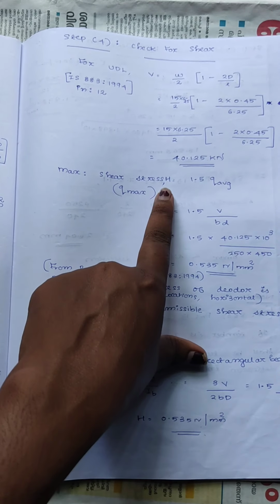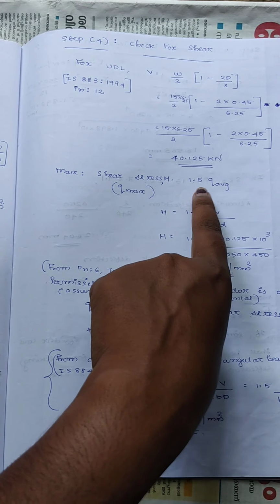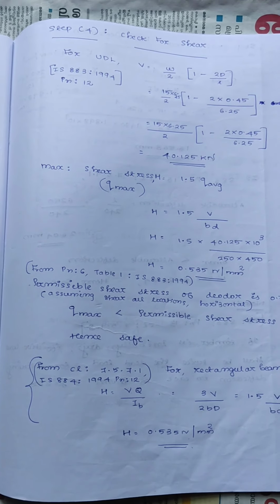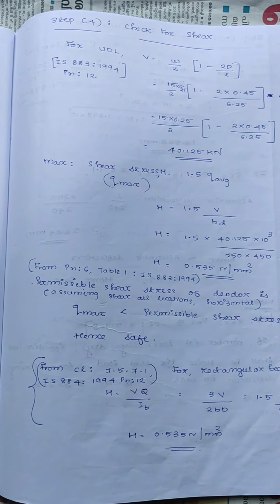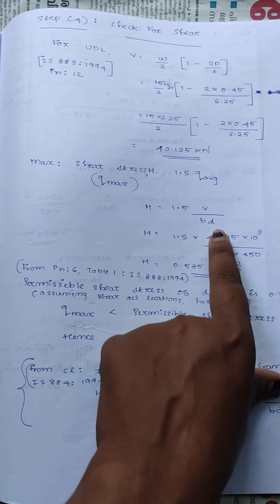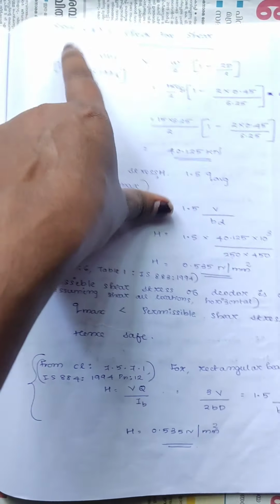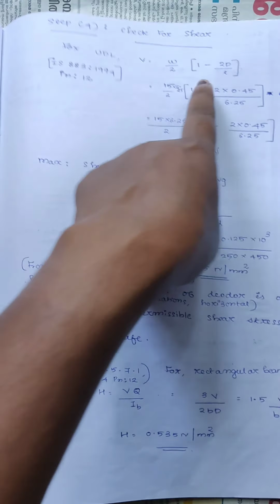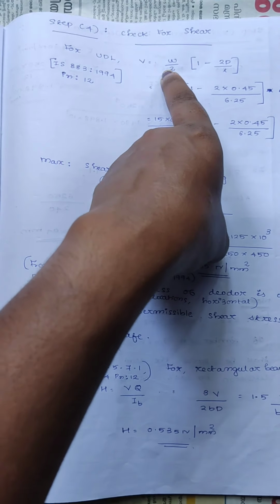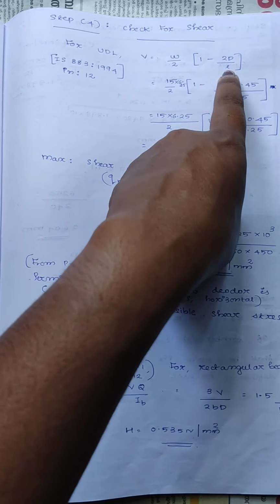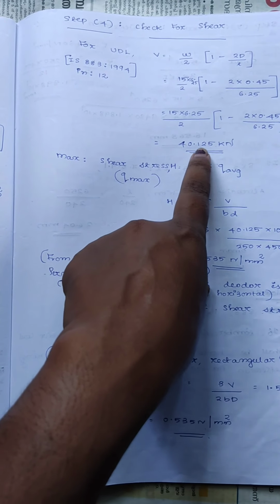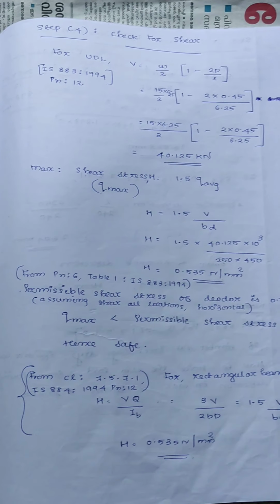The maximum shear stress is H is equal to 1.5 into V by BD. We need V, which we can find for UDL. V is equal to W by 2 into 1 minus 2D by L. Substitute the values for W, D and L, then we will get the value as 40.125 kilonewton.